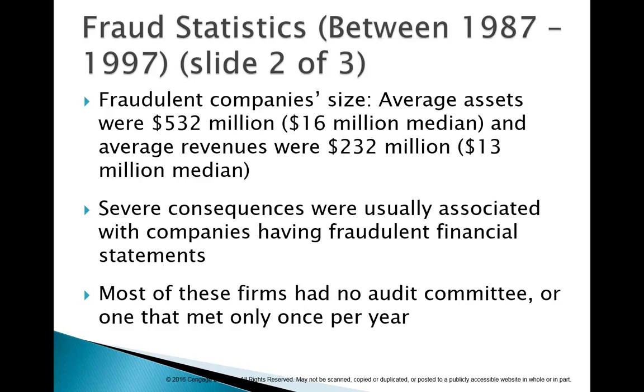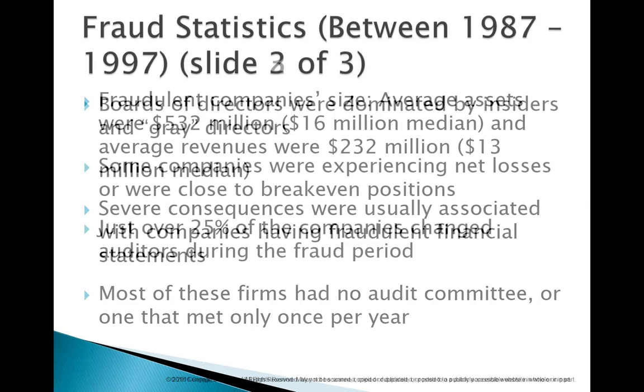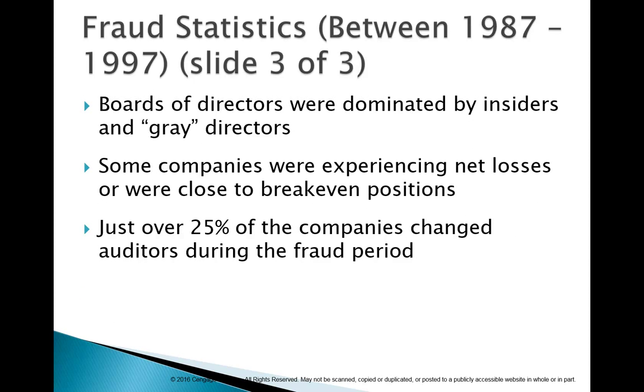And most of the frauds that occurred between 87 and 97 had no audit committee. Now Sarbanes-Oxley made it so that companies have to have an audit committee. So now the audit committee meets on a regular basis and every company is required to have one. But in the past, that wasn't always the case.